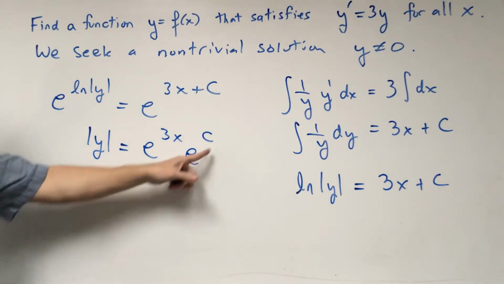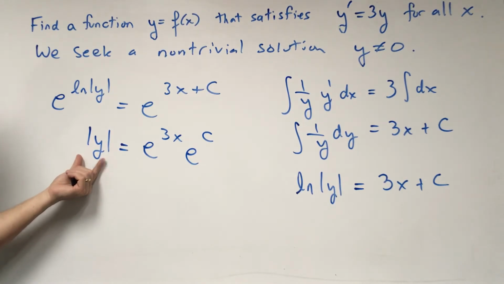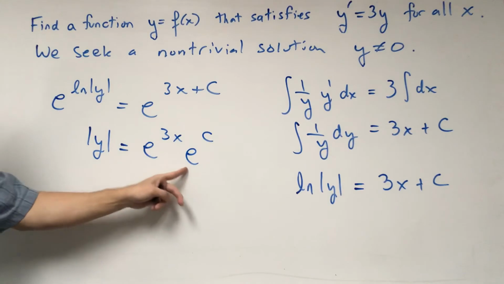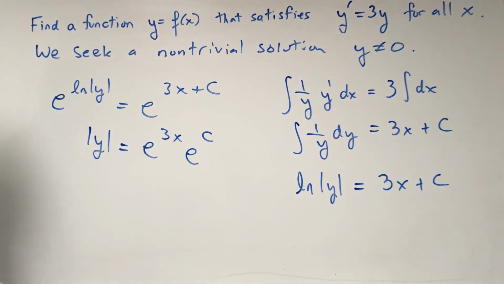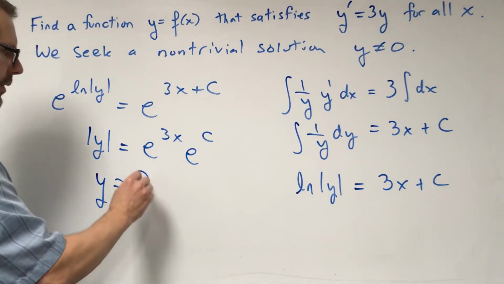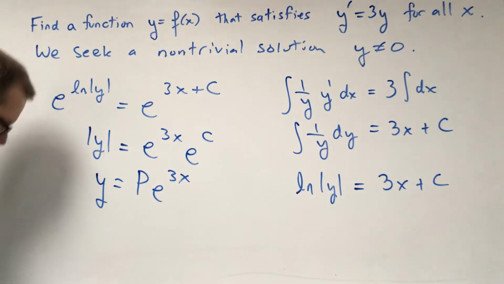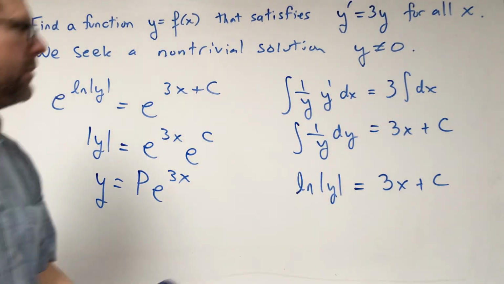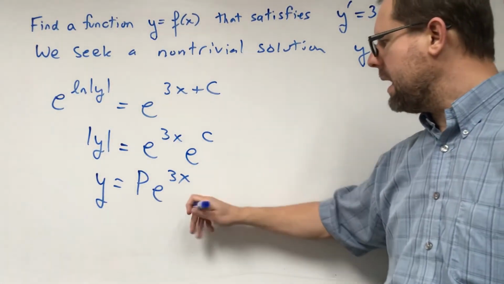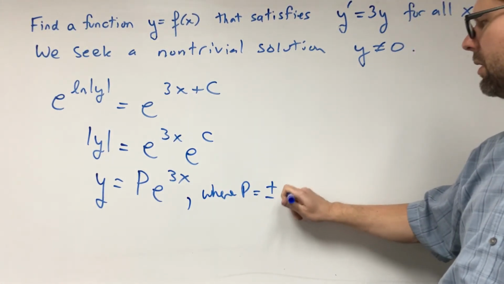Now, e to the c is still just a constant. The absolute y over here suggests that y could be the plus or the minus of this expression. So we have an e to the c, and we also have a plus or minus to deal with. What we're going to do is replace both of those with a new constant, p. And let's make a note here that p is that plus or minus e to the c.